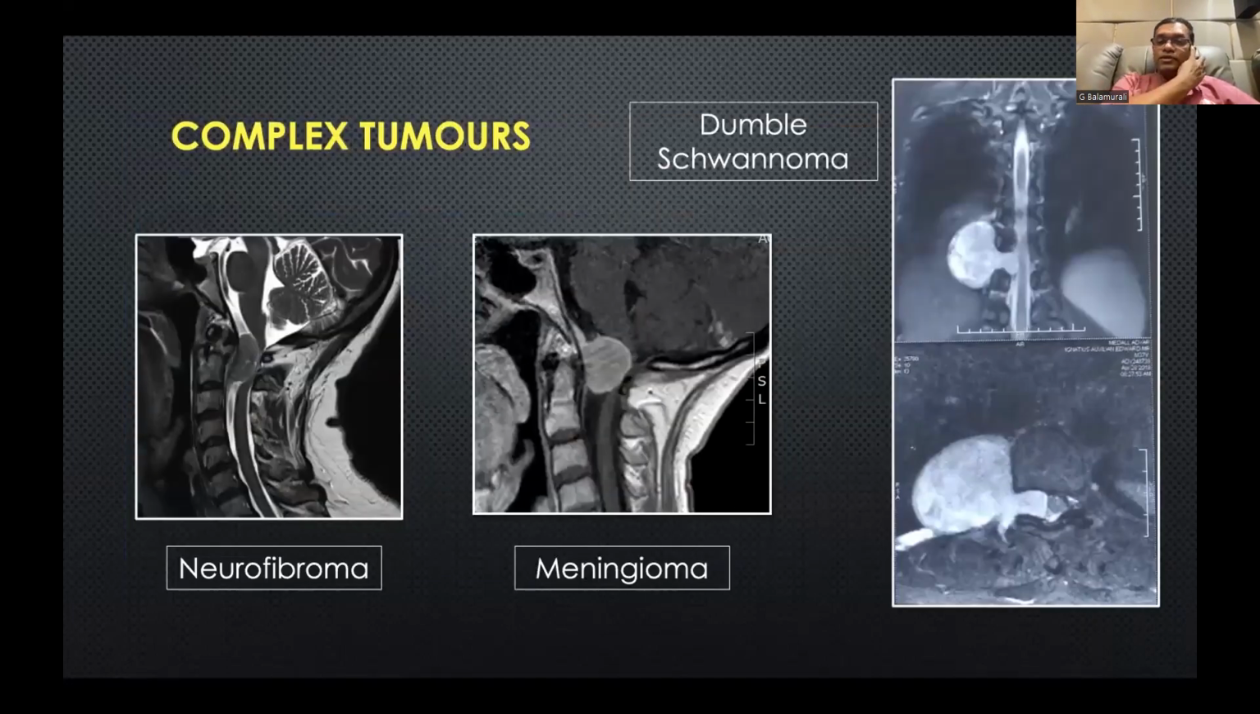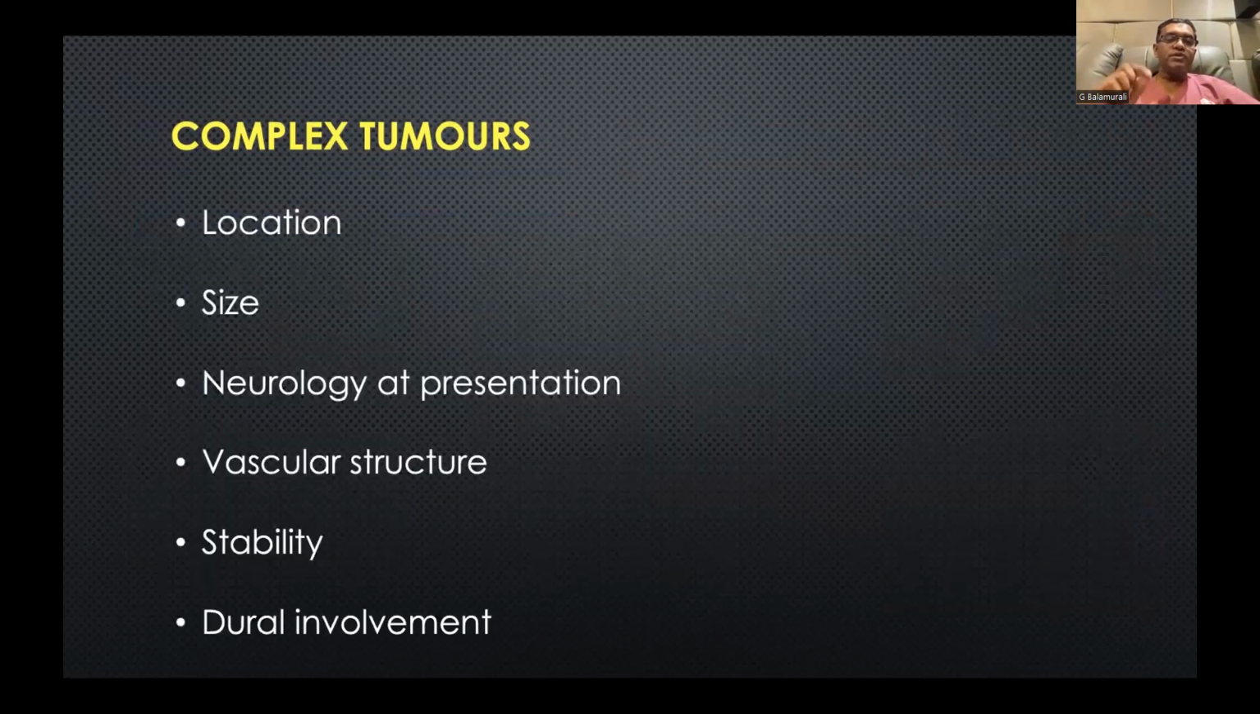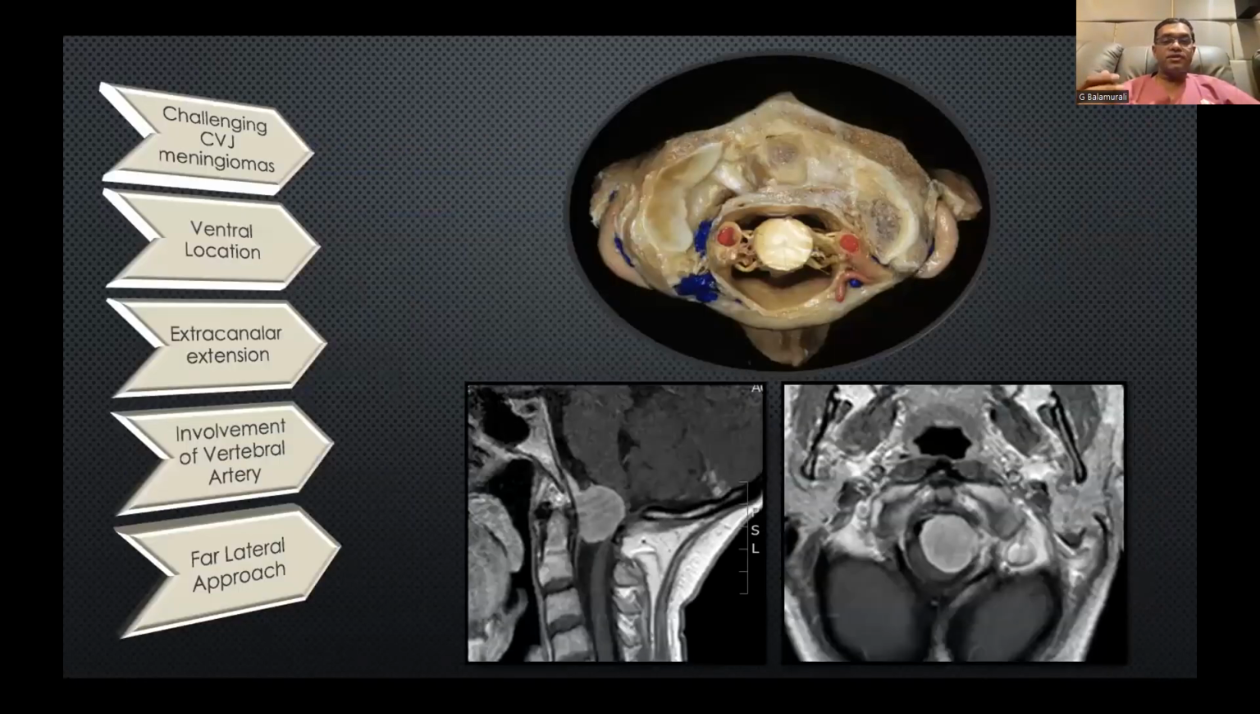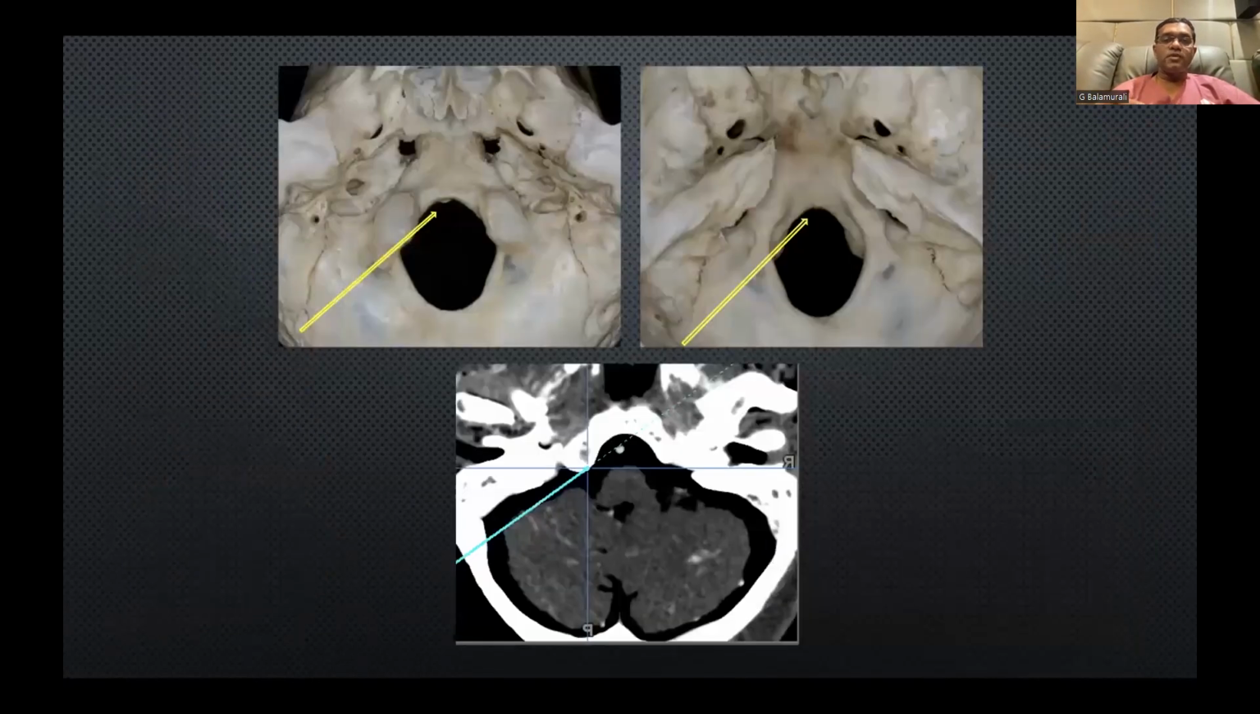So we're going to show you a few case series of some more complex neurofibromas at the cervical region, large dumbbell neurofibromas, or in the craniovertebral junction as well. So with complex tumors, you need to understand the anatomy better: the location, the size, the neurology, the vascular anatomy around, and also the other important structures, whether it is the CV junction, or the cervical spine where the tumor is engulfing or compressing around the vertebral artery.